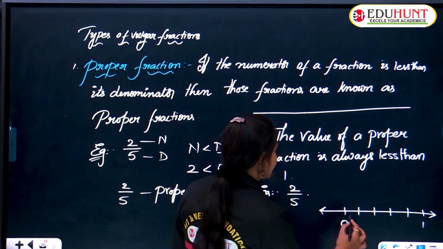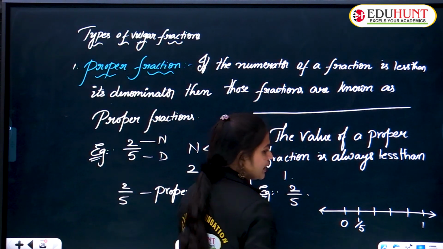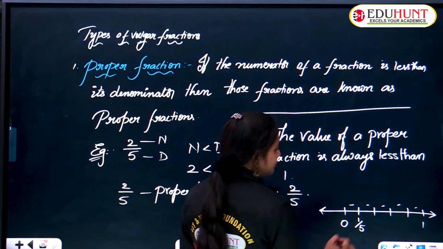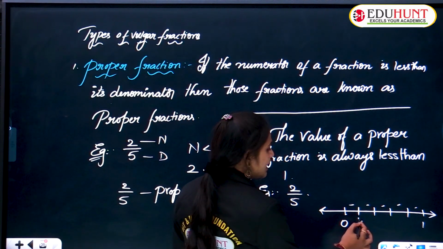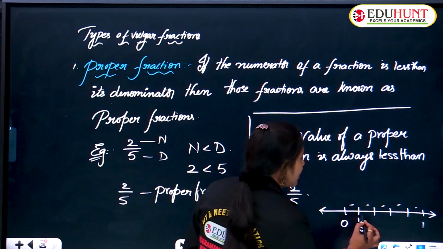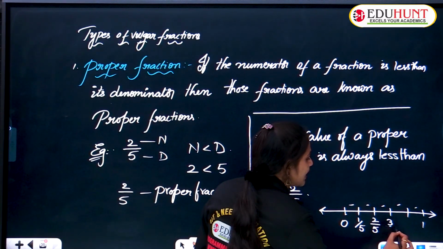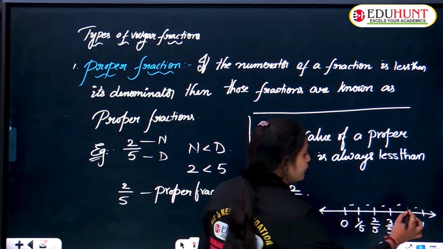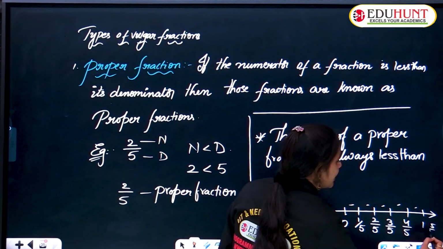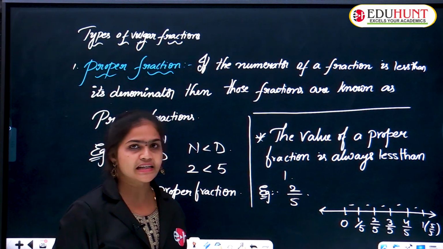Now see, from 0 the first part we can write as 1 by 5. This is totally divided into 5 parts. The second part is 2 by 5. The third part is 3 by 5. The fourth one is 4 by 5. And the fifth one is 5 by 5, which is nothing but 1, after cancellation we get 1.